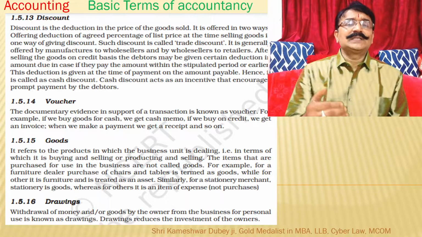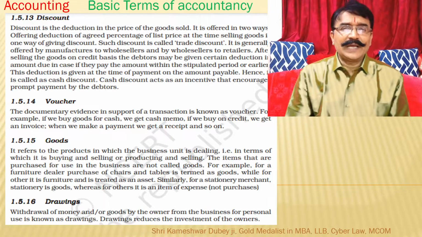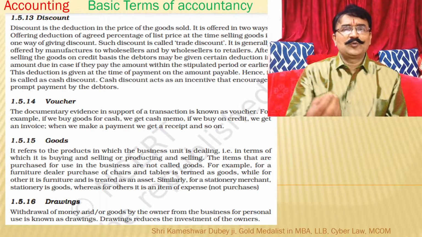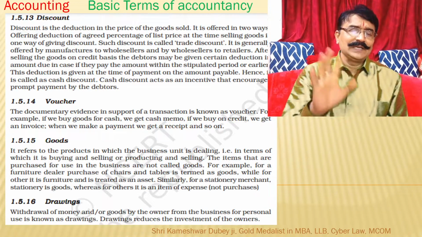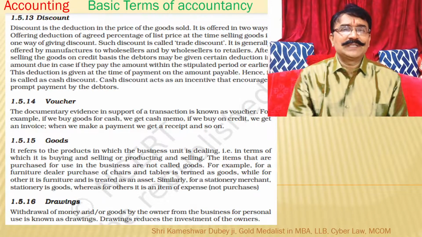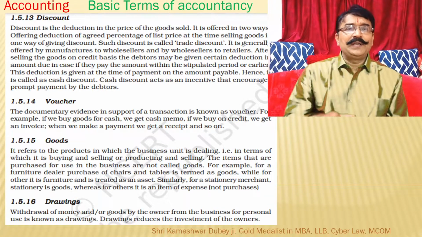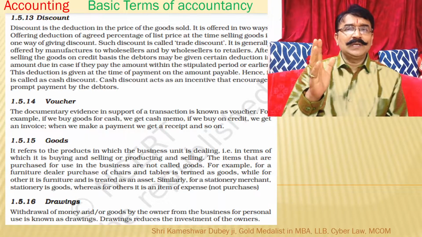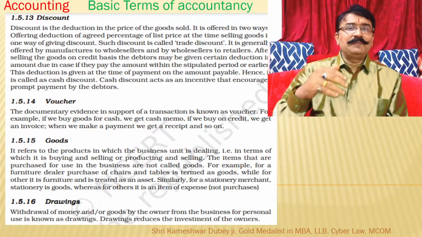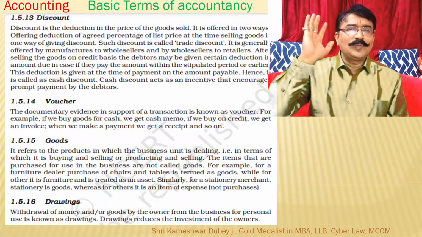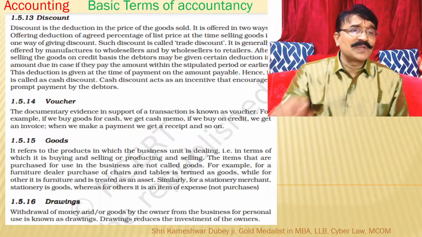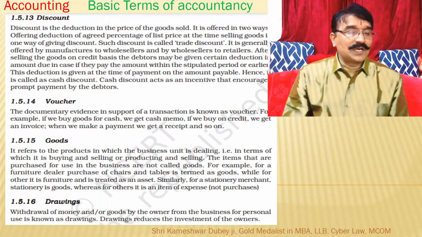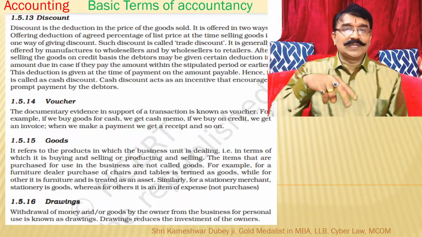It's basically credit, and immediate cash is encouraged by giving a 1 or 2% discount. In the sale agreement itself, it will be mentioned: if payment is done before 20 days, then 5% discount. If payment is done after 20 days, no discount. And if payment is done after 1 month or 2 months, then interest starts. So this is the discount. What discount? Cash discount. So one is trade discount, another is cash discount.